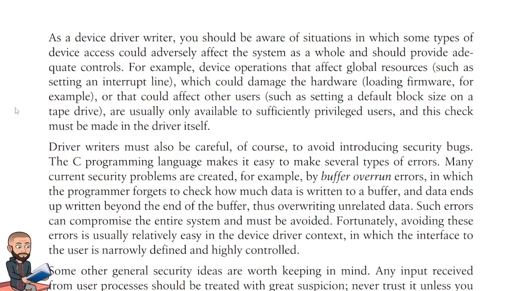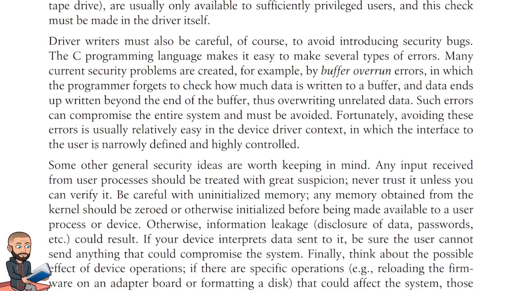For example, device operations that affect global resources, such as setting an interrupt line, which could damage the hardware, loading firmware for example, or that could affect other users, such as setting a default block size on a tape drive, are usually only available to sufficiently privileged users, and this check must be made in the driver itself. Device writers must also be careful, of course, to avoid introducing security bugs.